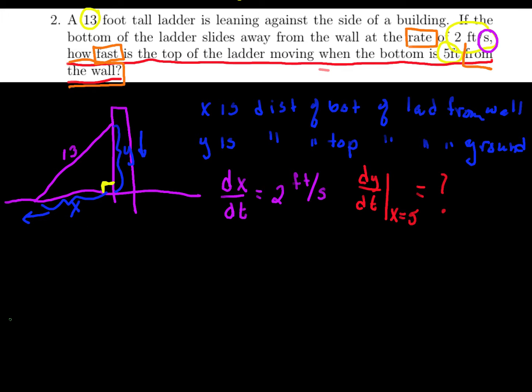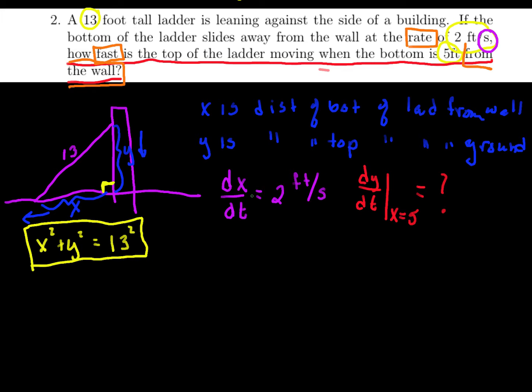And so I know from Pythagorean's theorem that x squared plus y squared has to be 13 squared. So here's my relationship. And now from this, I'm going to be able to use implicit differentiation. So now I've related everything. I've organized all my thoughts and ideas, and now I've related my variables. So this is the R step. I've got x squared plus y squared is 13 squared.